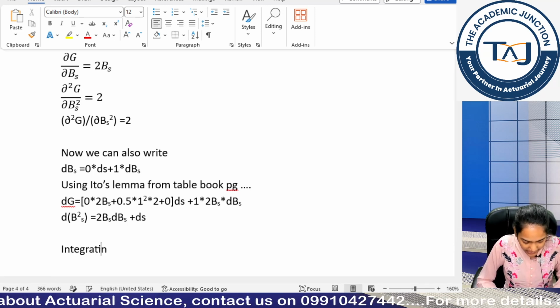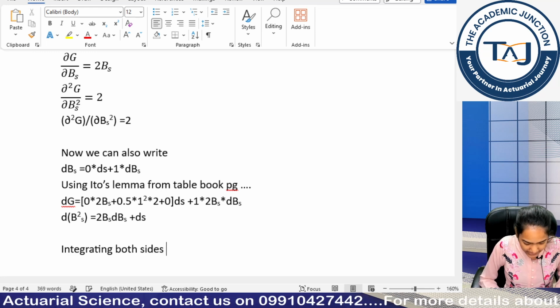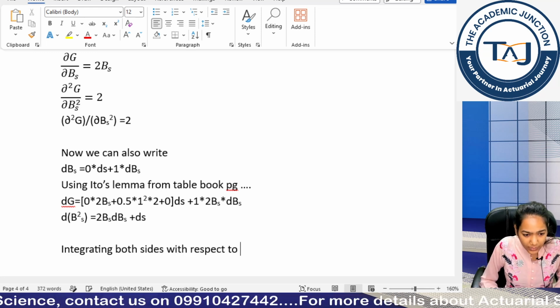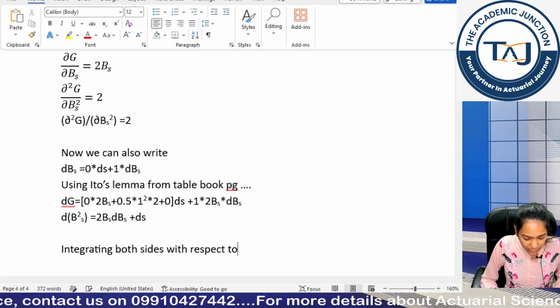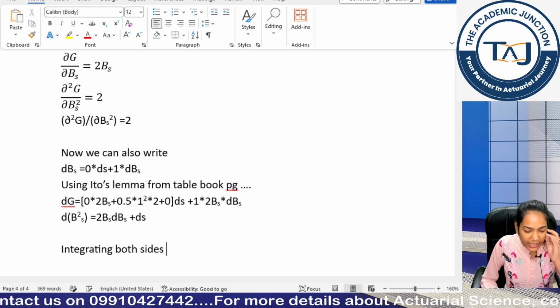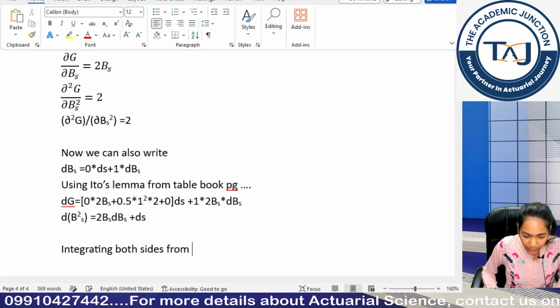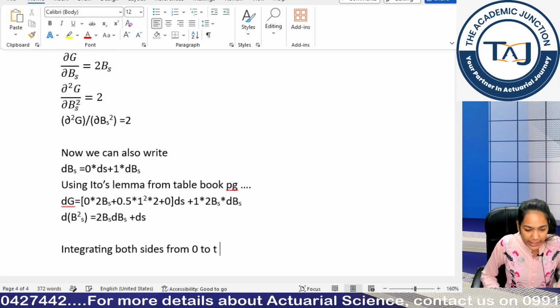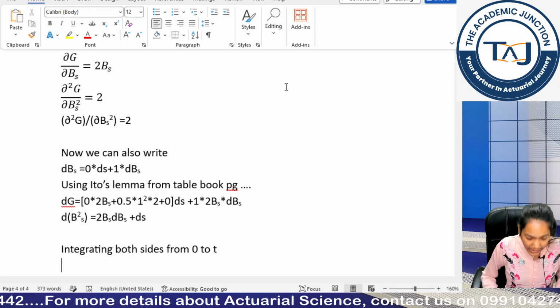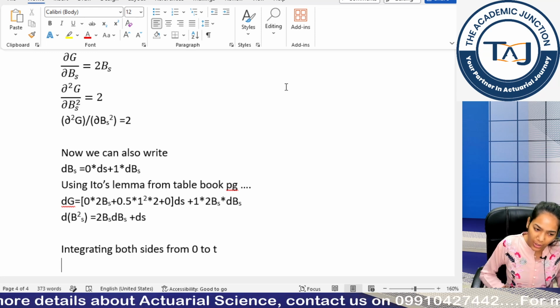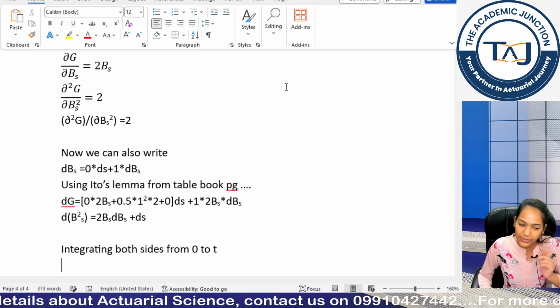So I will write integrating both sides with respect to, basically I will tell the ranges. So integrating both sides from 0 to t. Okay, so what I will get now, how to write integration? So let's write left hand side using the normal approach, let's write right hand side with the equation editor approach.